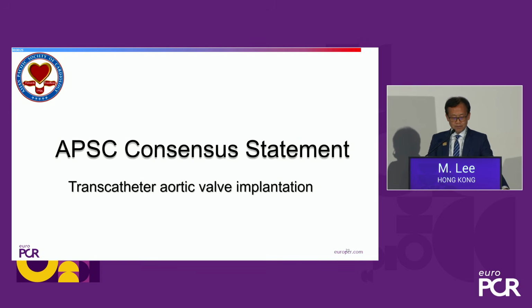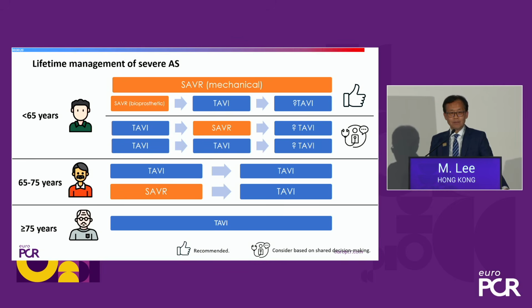And in the Asia-Pacific forefront, we also published our own consensus statement about this lifetime management. So for us, we think that for patients less than 65 years of age, we still would recommend surgical AVR, but probably bioprosthesis first and then consider a future TAVI procedure. But for all those patients older than 65, we probably should discuss with them, and we should go for TAVI first and then redo TAVI in the future.